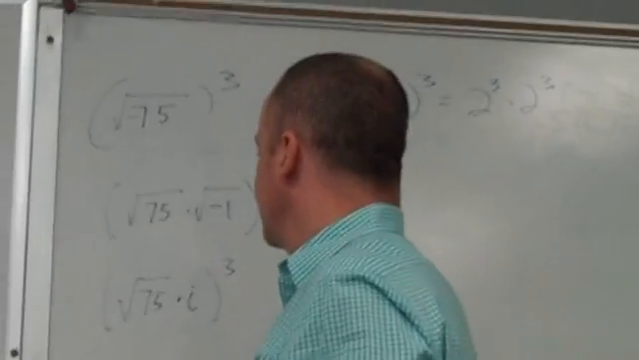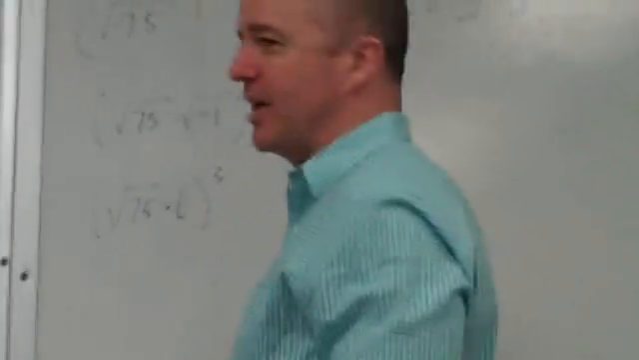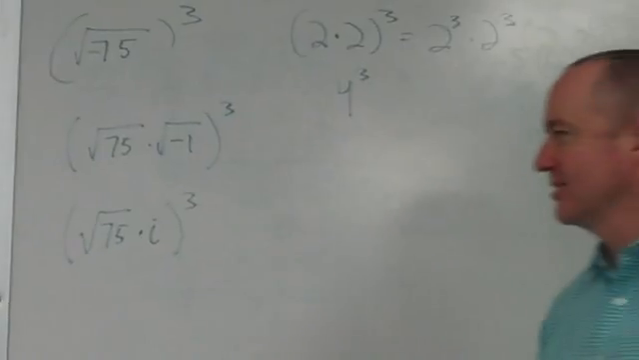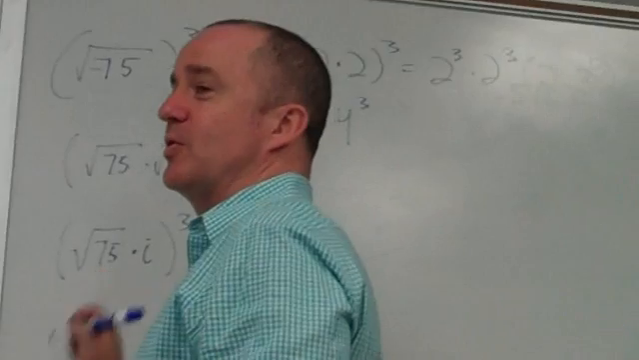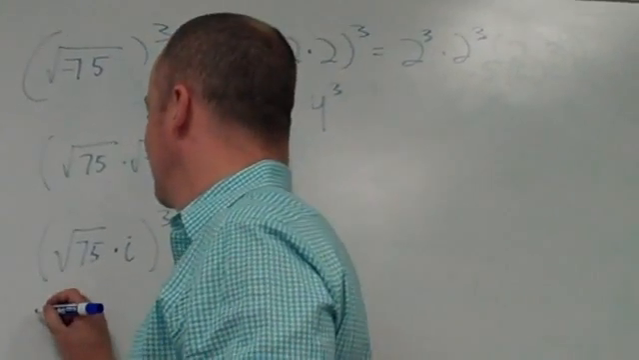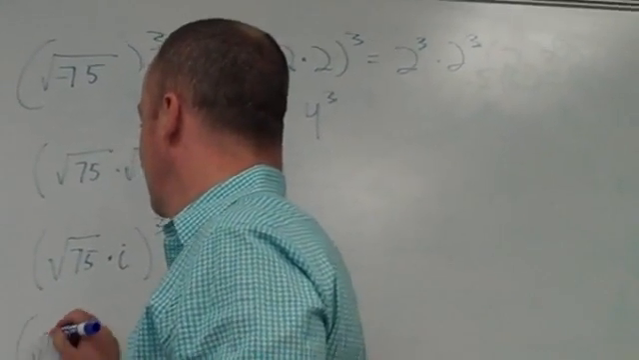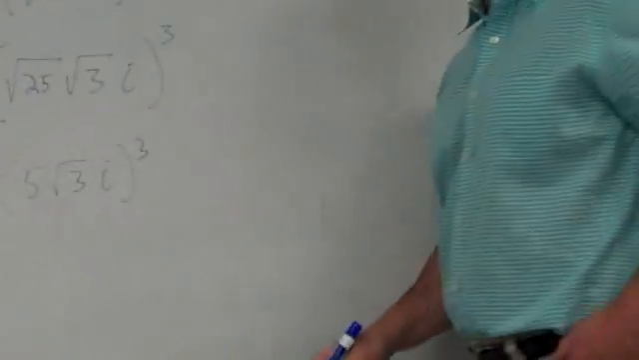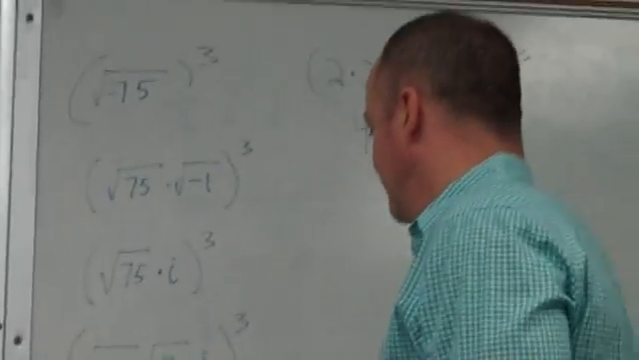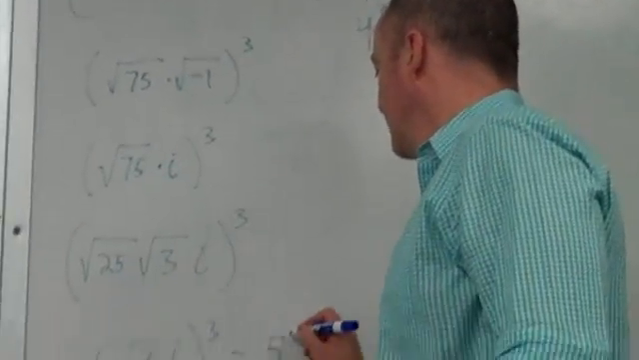Simplify square root of 75. It's 5 times 3. So you could do 5 root 5. It's 3 times 25. So you could do 5 root 3. Rewrite it as the square root of 25 times the square root of 3 times i, and this will become 5 root 3 i cubed. We ready to cube everything? Sure, I'm ready to cube everything. You just do 5 root 3i times 5 root 3i times 5 root 3i.